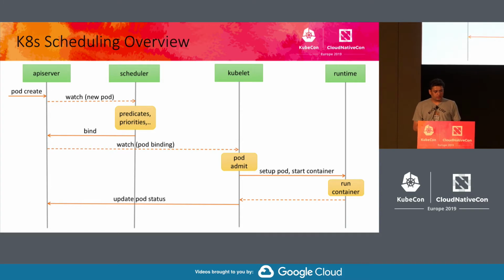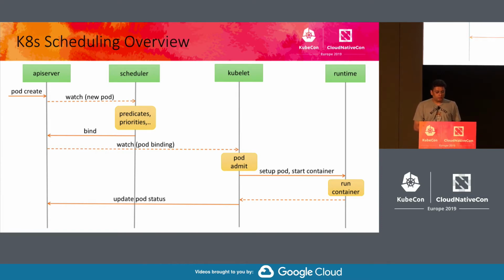The scheduling, this is a very high level overview of how a pod gets scheduled. So we have the core components: the API server, scheduler, kubelet, and the runtime. I left out etcd intentionally for space. So it starts with a pod create. We put the pod in the API server, and the scheduler, which is watching for new pods, its job is to find pods that don't have a node and find it a home, which is a node. And to do that, it runs through a bunch of predicates and priorities. It's a non-trivial process. It takes a little bit of work to do that.